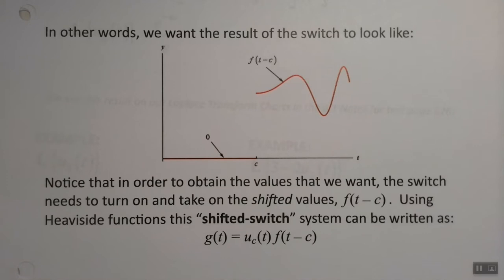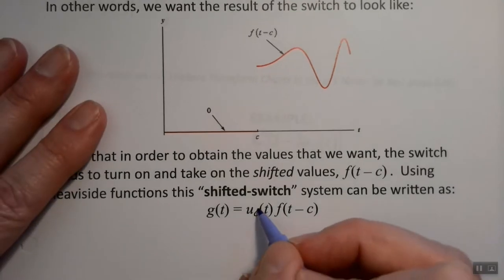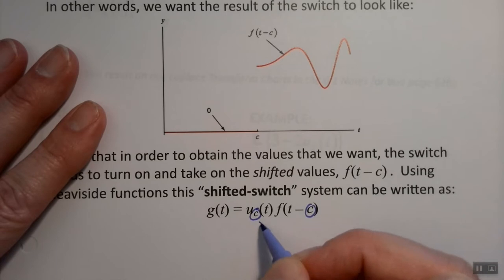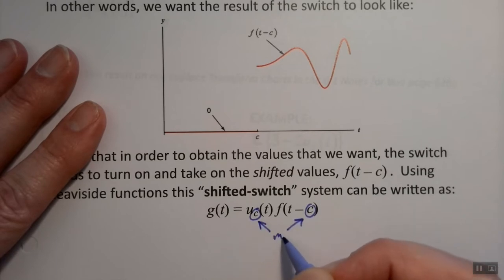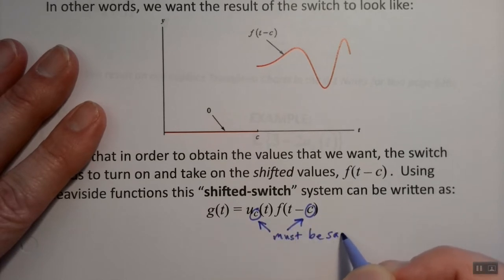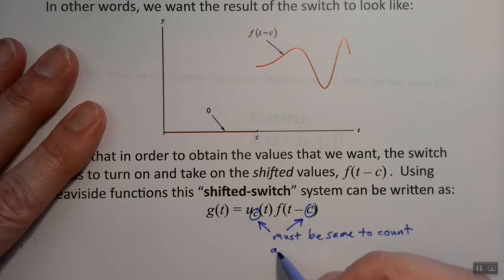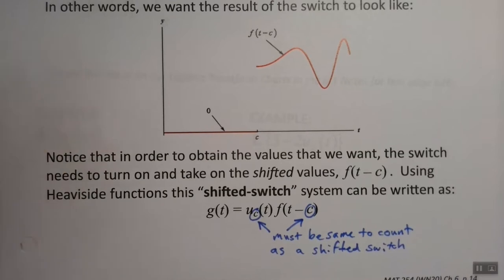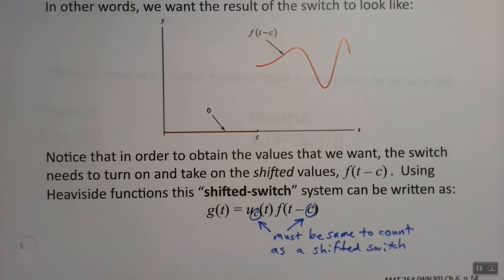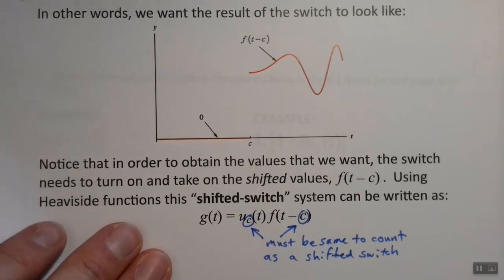So this shifted switch works only if this value and this value are the same. These must be the same to count as a shifted switch, because it's shifting by the same amount that the Heaviside function is delaying by. So we're going to play around with that as a possibility here and see how that might work.